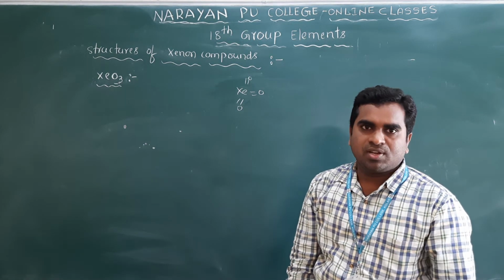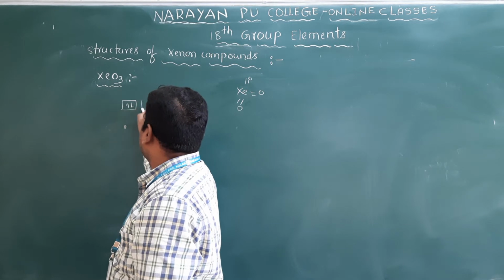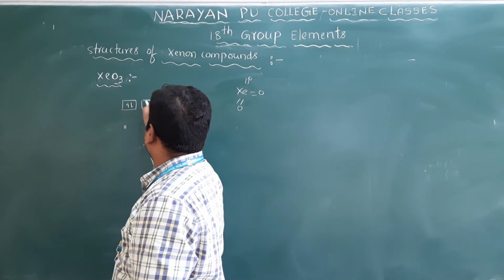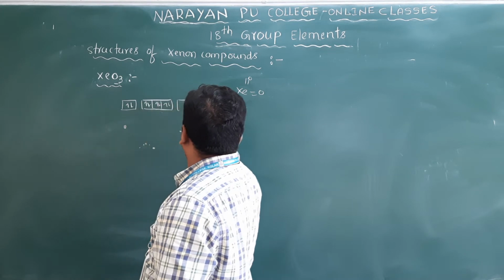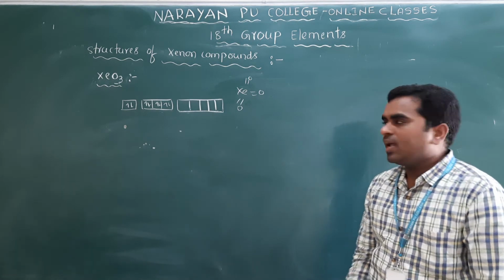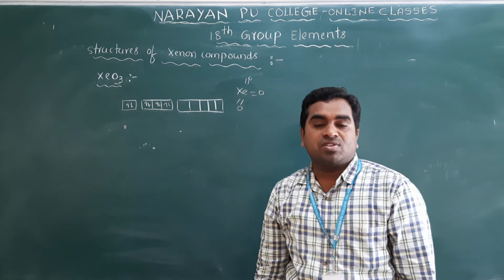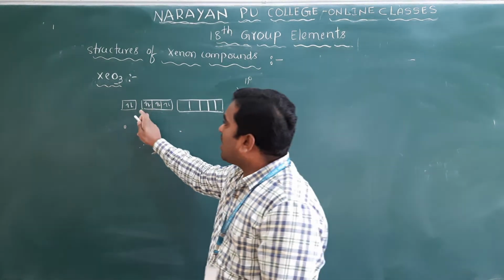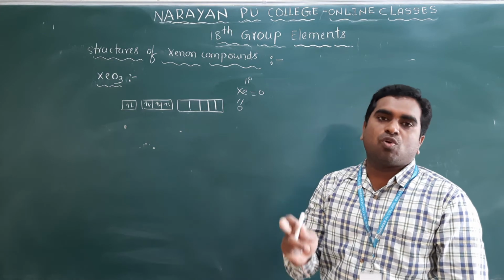6 bonds. Clear? Just now I mentioned the xenon electronic configuration. It is ns2 np6, the common electronic configuration I am saying. Next, which orbital will come? The empty d orbital. Clear? So xenon is forming how many bonds with the oxygen? 6 bonds. 6 bonds means it should have how many unpaired electrons? It should have 6 unpaired electrons to form 6 bonds.